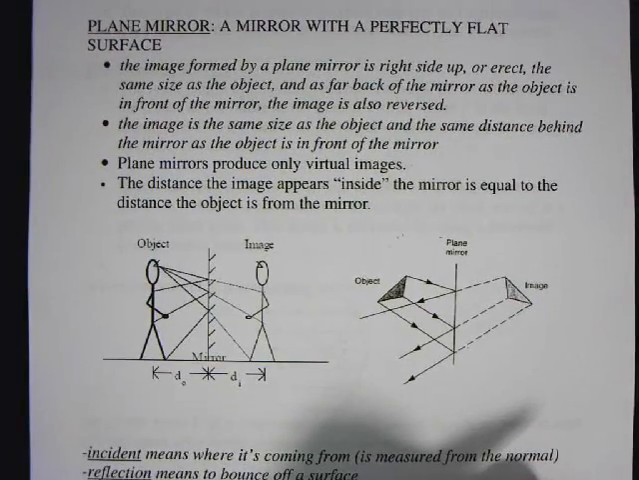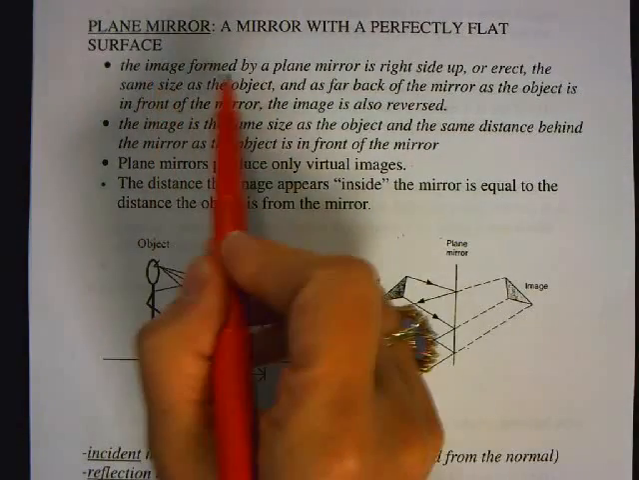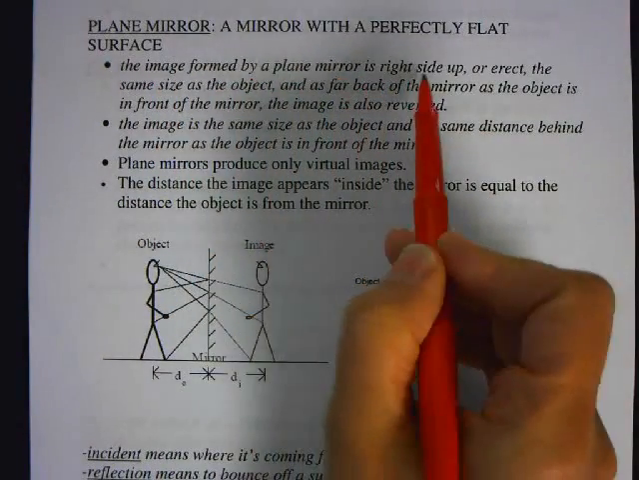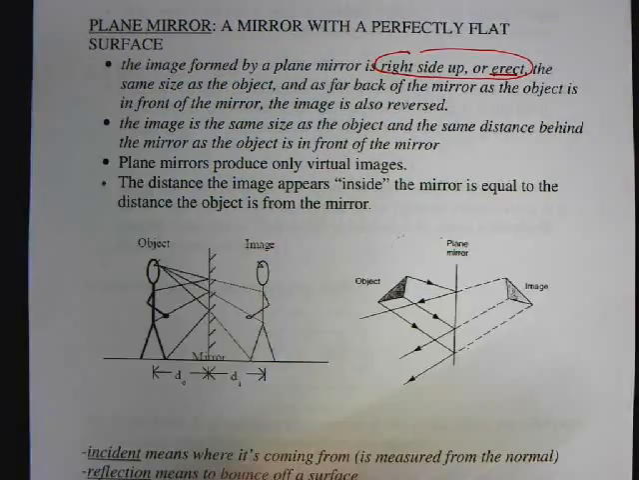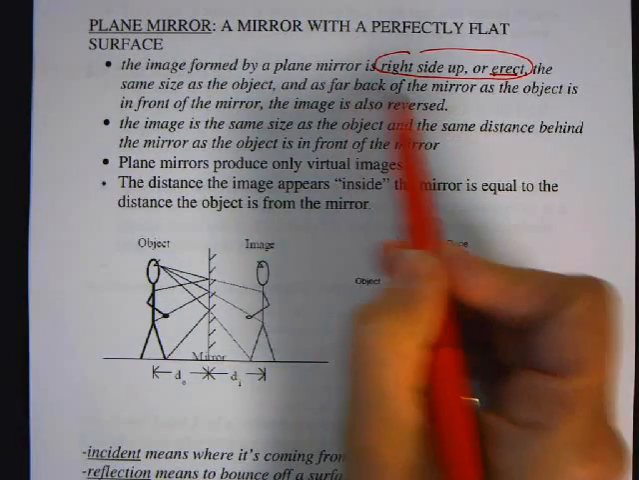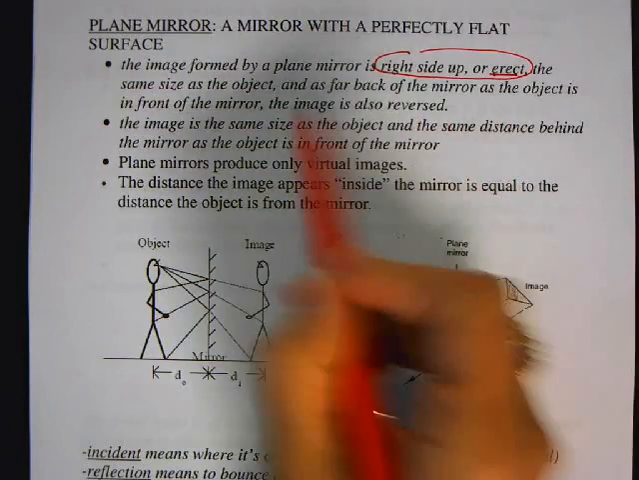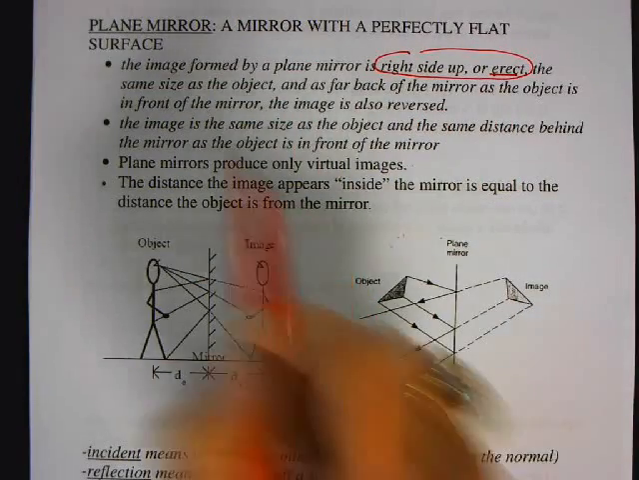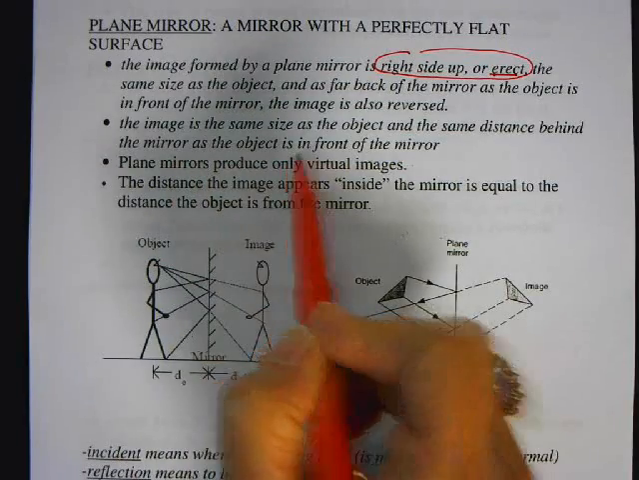So a plane mirror, this is the one we're used to looking at every single day. The image formed by it is right side up, and another word for right side up is erect. It's the same size as the object, and it's as far back in it as it appears. And the only difference is the image is reversed. So the image is the same size, it's the same distance behind it.